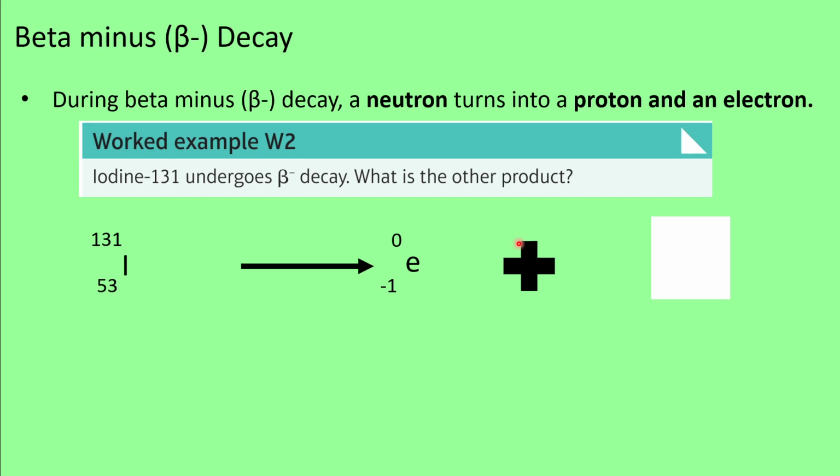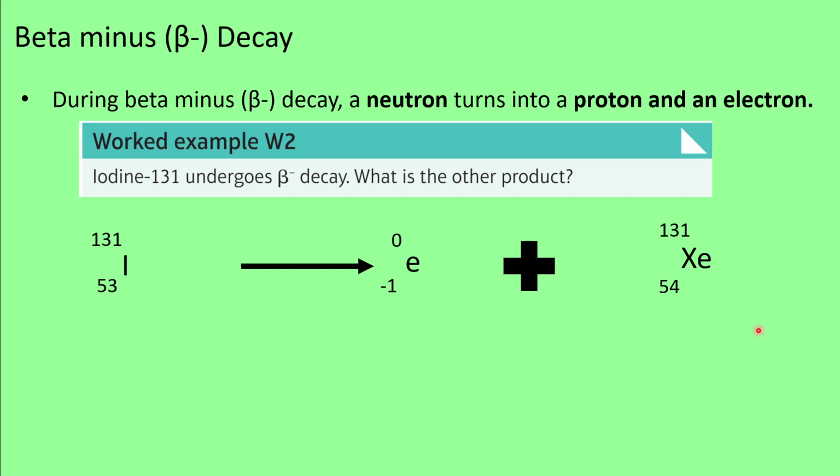So mass number stays the same, atomic number increases by 1. So here's a question for you to try. Iodine 131 undergoes beta minus decay. What is the other product? Pause the video, have a go at this question. Okay. Hopefully you would have got xenon 54, 131.